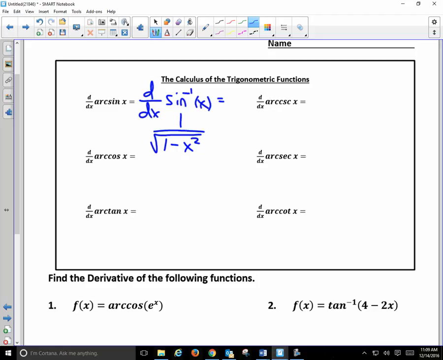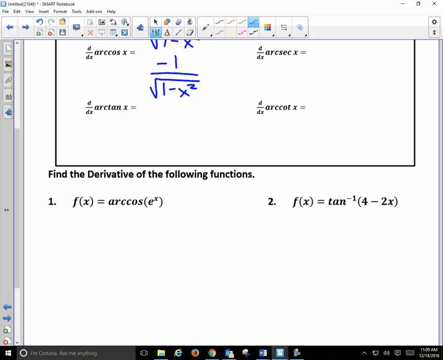Now, what's nice is that if you can memorize that, you then know arc cosine. Arc cosine, or cosine inverse, the derivative is negative 1 over the square root of 1 minus x squared. So it's the same thing, it's just negative. And then arc tangent, the derivative will be 1 over 1 plus x squared. If you know arctan, you know arccotangent. It's negative 1 over 1 plus x squared.